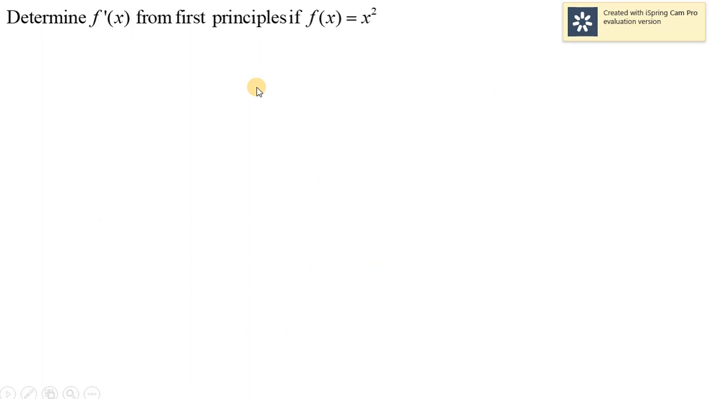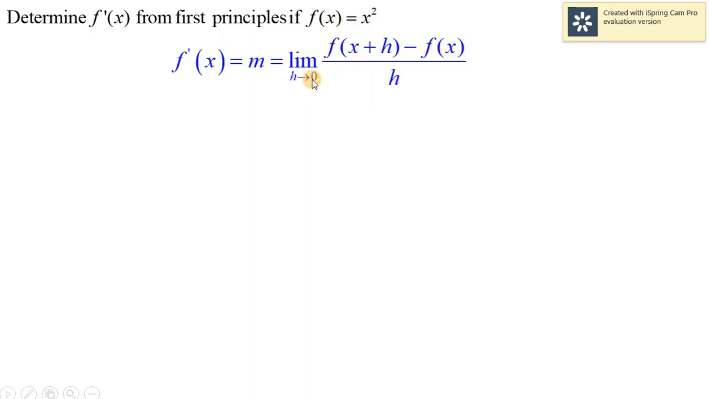Let's look at a simple example. Determine f prime of x from first principles if f of x is equal to x squared. First and foremost, I know first principles means I use this formula. The next step, I write down the formula, and if I look at the numerator, I have f of x here. This f of x is the f of x as in the question, which is x squared. This is f of x plus h, which is something that I need to find first.